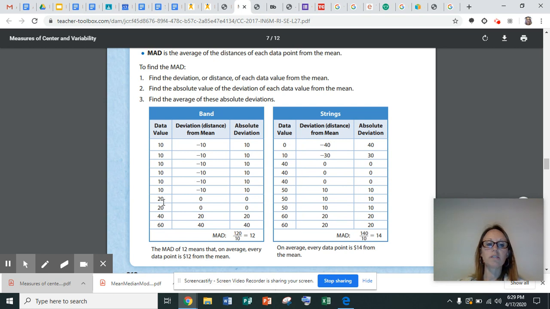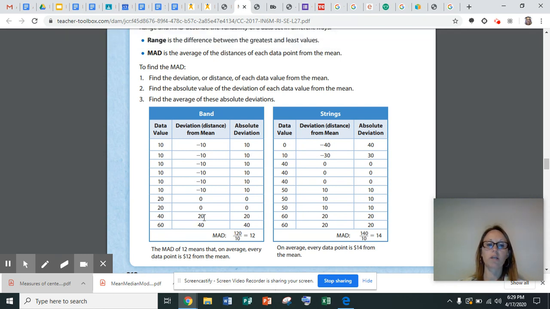Since the mean is 20, on your data value of 20, there's no deviation, there's no distance from the mean. And then when you get to 40, there's a difference of 20. And then when you get to 60, there's a difference of 40. So then when you take the absolute value of all of those and you add them all up and divide by the number that you have, you're going to get a score of 12. So the MAD of 12 means that on average, every data point is $12 from the mean.